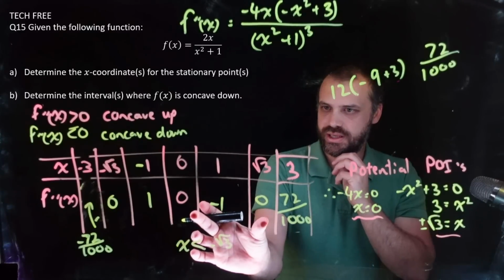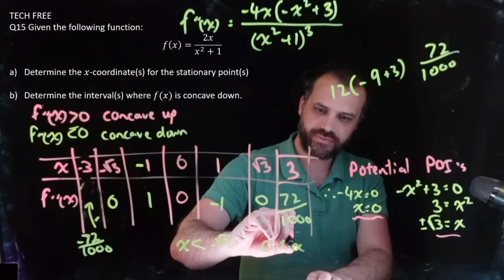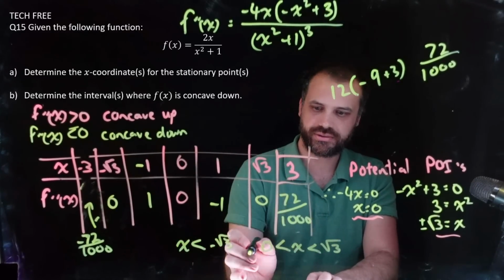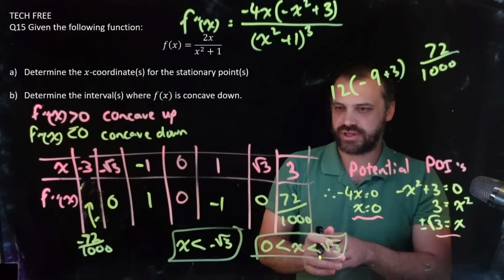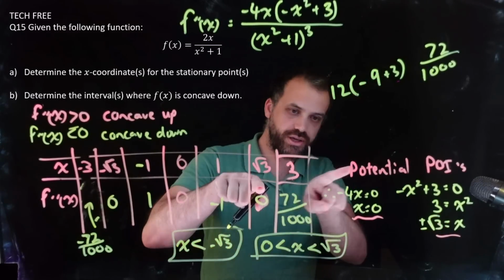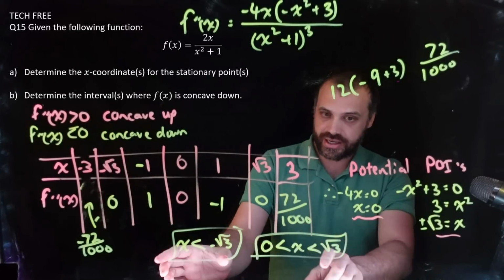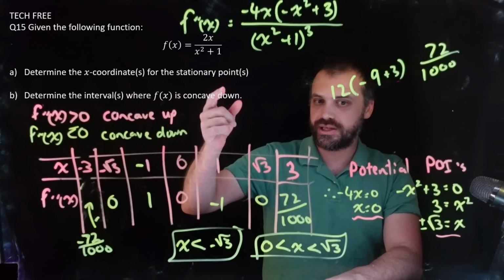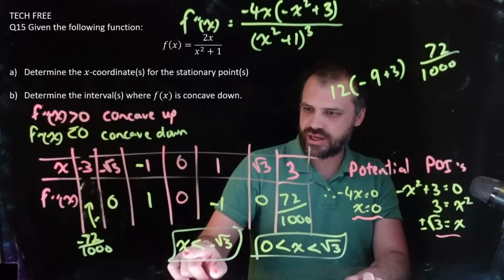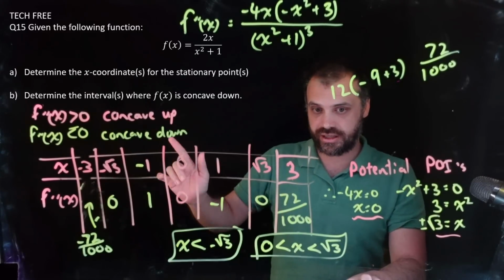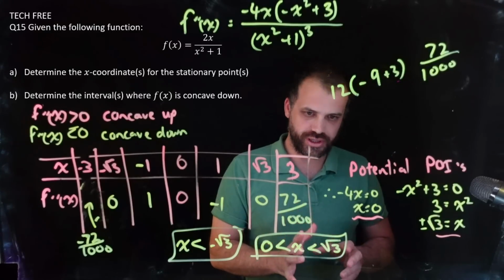What about between here and here, 0 and root 3? Well, between 0 and root 3, it's also concave down. But from root 3 onwards, it's positive, it's concave up. So that is our final answer. Determine the intervals for where f of x is concave down. It's concave down where x is less than negative root 3 and x is between 0 and root 3.